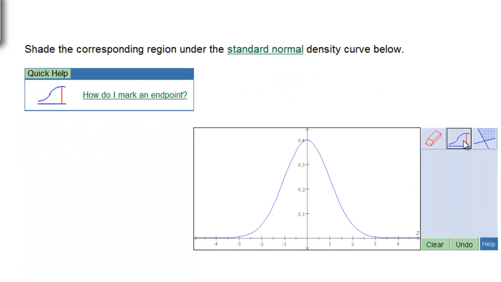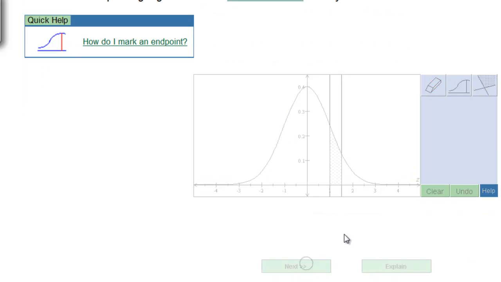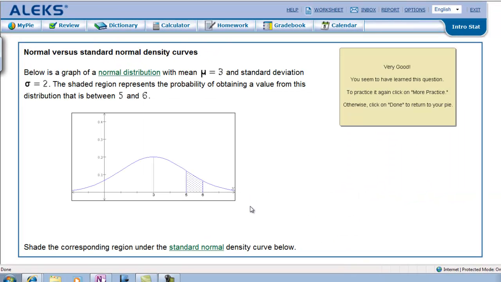So over here, I put that at 1, I put that at 1.5, and my area of interest is between those two. And that is it. Very straightforward. We're done. I hope this was helpful.